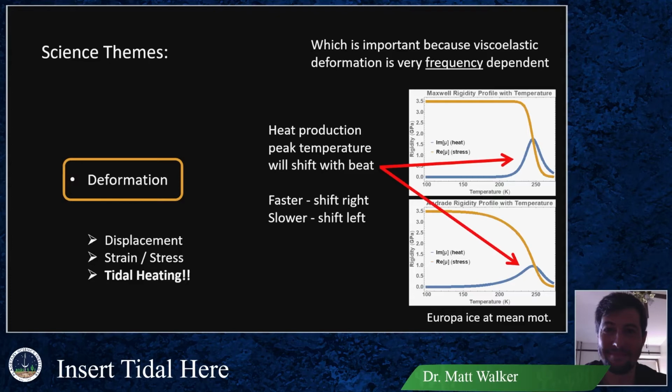So you see that peak right at about 250-ish Kelvin. And that is the peak heating. And that's going to occur right near these ice shell bases. But I said the frequency is important. And the frequency is important because, this is for Europa. But if you had a faster beat, you're going to shift that peak to the right. If you have a slower beat, you're going to shift that peak to the left. So what we're saying is that the position of the heating radially in the ice is going to change based on what frequency in the tide you're looking at.